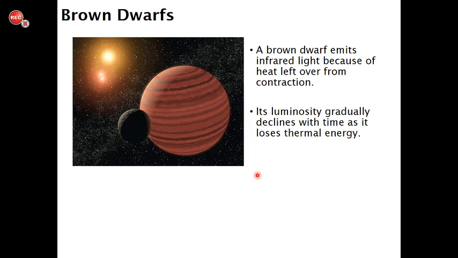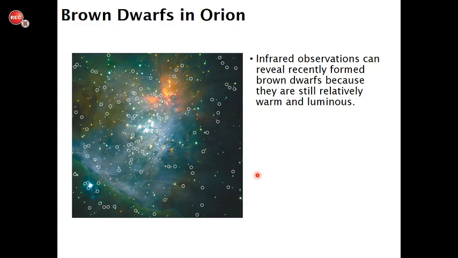And they emit light, they emit infrared light because it's the energy remaining after contraction. It's not newly produced energy, so it will dim. Its luminosity will go down over time. You can find them when they're still relatively warm and luminous. We've got an image here, and all the circles are where brown dwarfs appear to be. And you can see some of them in the image. You can see the dots where they are, and in some of them you can't.